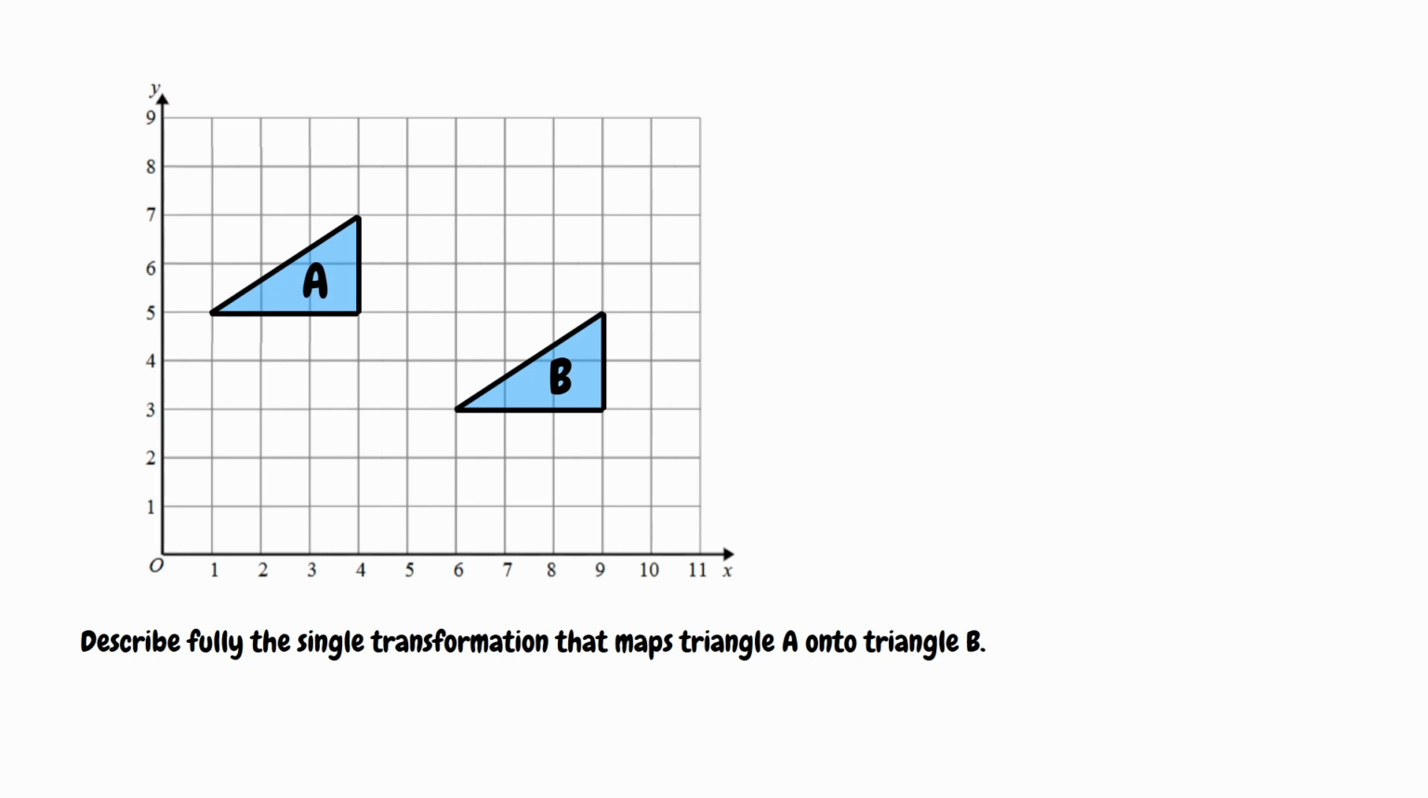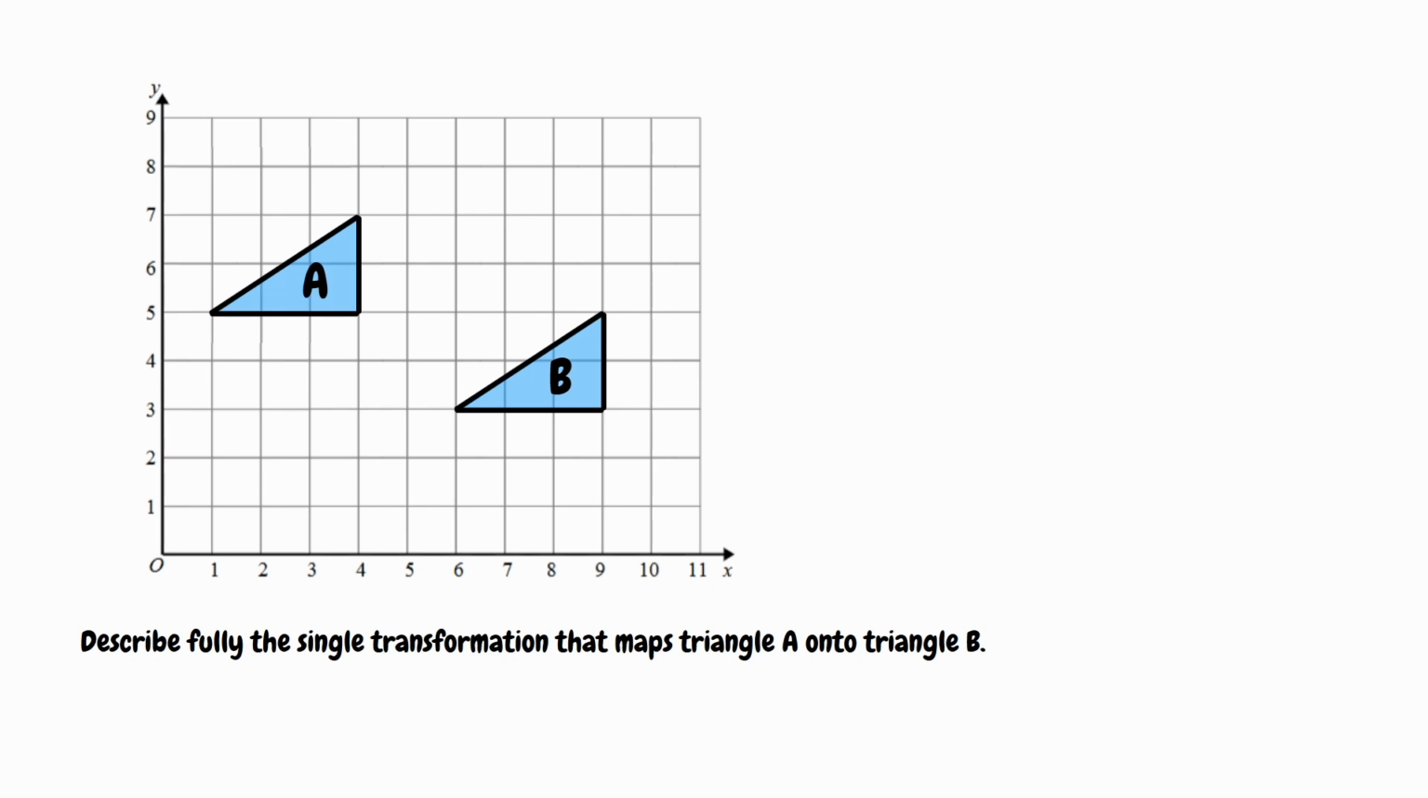So for this first example, we're asked to describe fully the single transformation that maps triangle A onto triangle B. So out of our 4 different transformations, we can easily identify a translation, as this is just a shift. Our shape has been moved either left or right, then up or down. Neither the size nor the orientation of the shape has changed, it has simply been shifted. And that's exactly what's happened here.